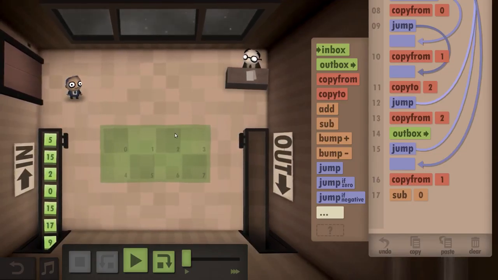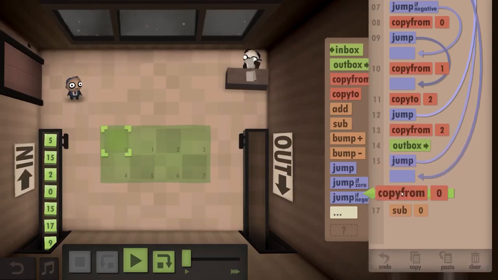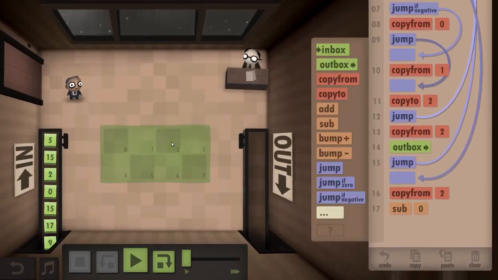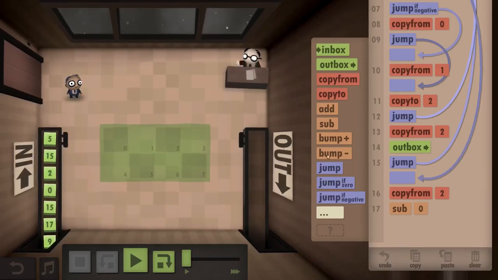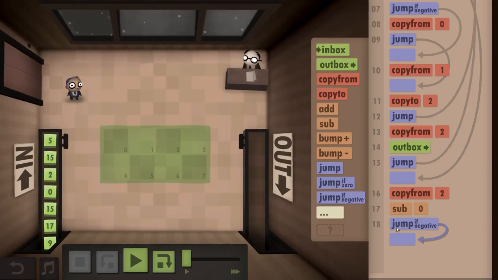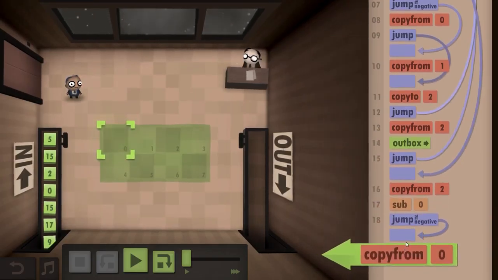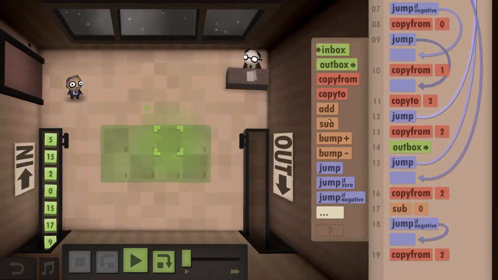Fudge, that's not it. Got to copy from one. Compare it to what's on it. So we're going to put 5, 15, compares, 5 goes in there. 2, we found a 0. So now I have to copy from 2. Actually, I could have left it there. Copy from 2, subtract 0.